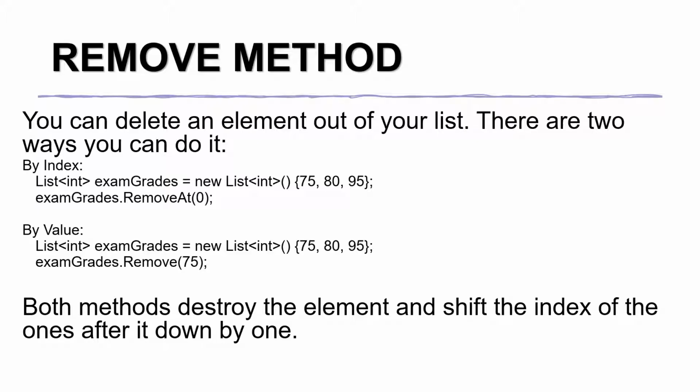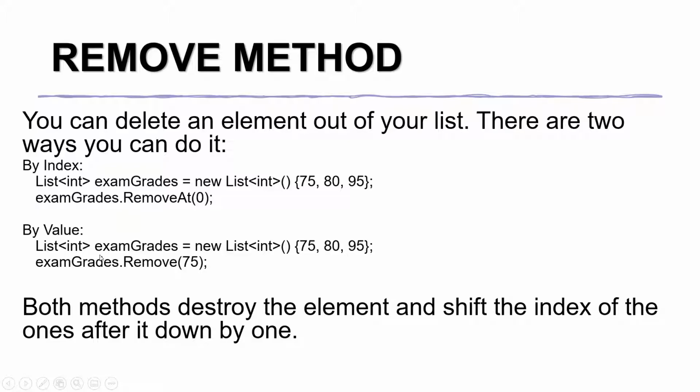There's also the remove method. You can delete elements in your list. So, think about the grocery list. Once you find the item at the store, you don't need it anymore, and you remove it from your list. And there are two ways that we can do this in C# if you need to remove an element. There's just remove at. So you see this exam grades dot remove at. And then in the parentheses, what you put is the index of the element you want to remove. So if you do remove at 0, it's going to remove that first element there, that 75. So your list will then just contain 80 and 95.